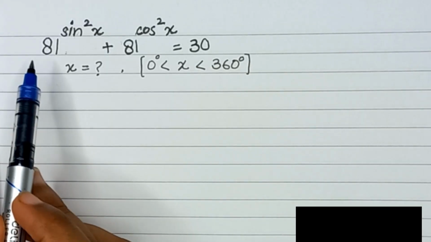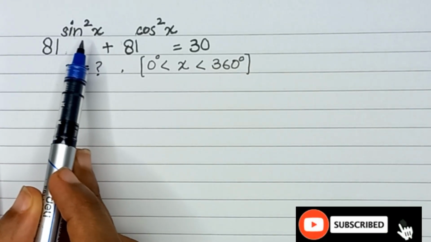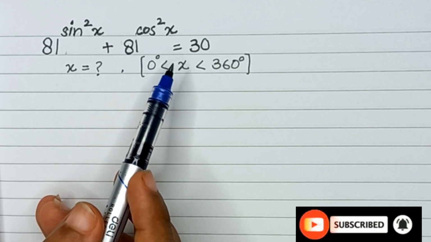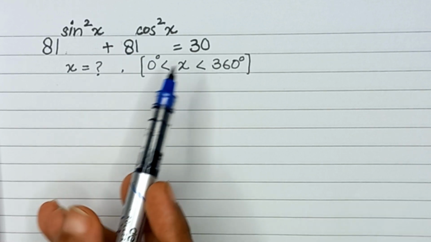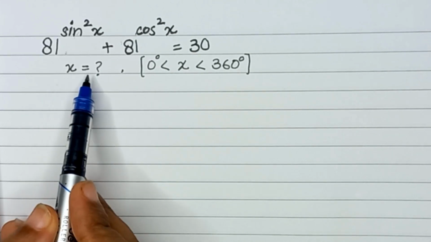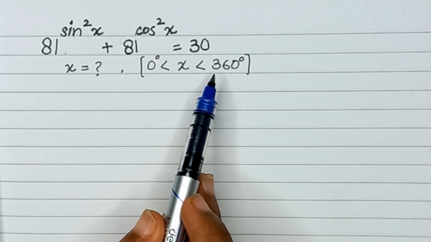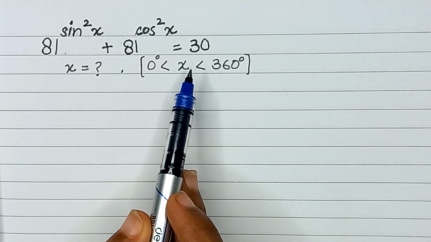Today I have a question: 81 raised to the power sine square x plus 81 raised to the power cos square x is equal to 30, and we will find the value of x, where x is an angle between 0 degree and 360 degree.